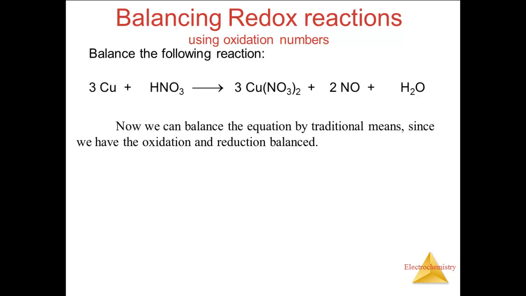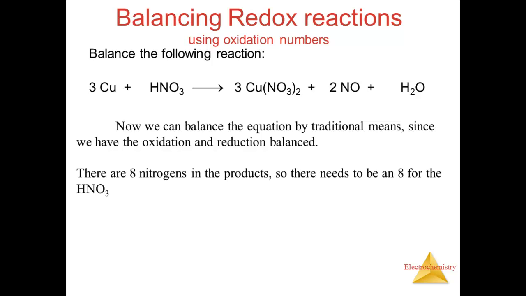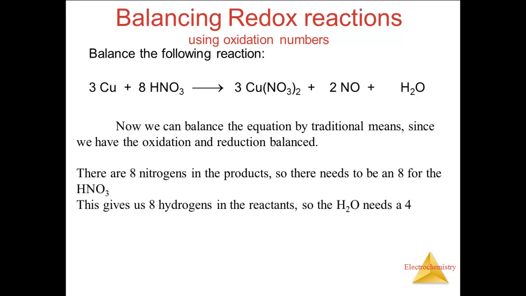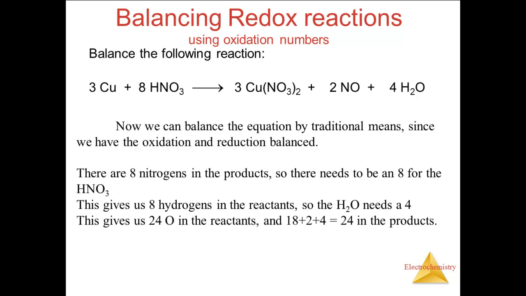Once the oxidation-reduction is balanced, we can finish the balancing in the traditional way. There are 8 nitrogen atoms in the products, so the coefficient of HNO3 must be 8. This means there are 8 hydrogen atoms in the reactants, so there must be 4 H2O in the products. Checking the oxygen, we find 8 times 3 equals 24 in the reactants, 3 times 2 times 3 equals 18, plus 2 plus 4 equals 24 in the products. So the reaction is balanced.